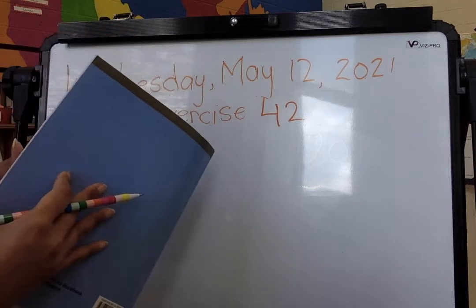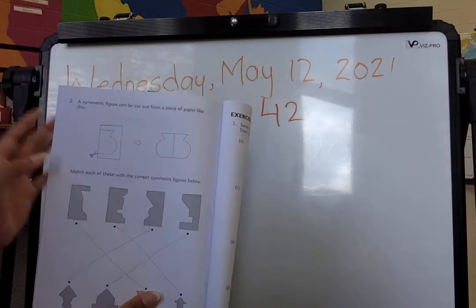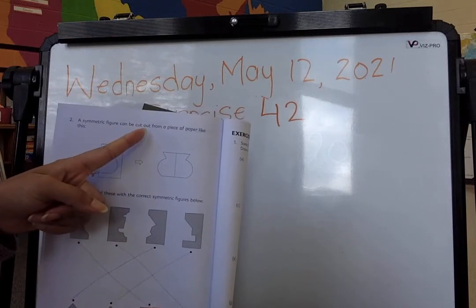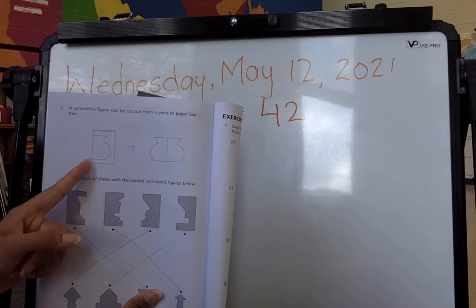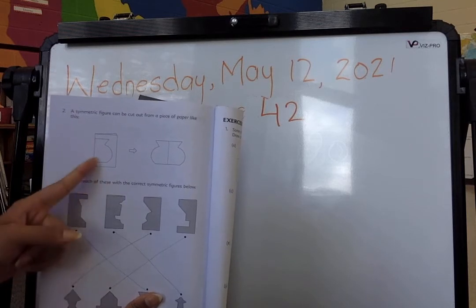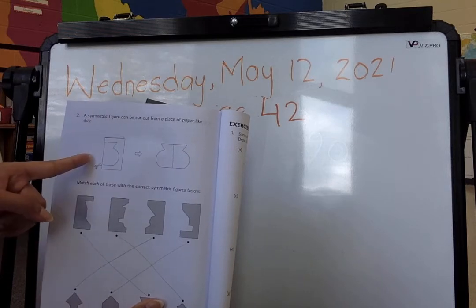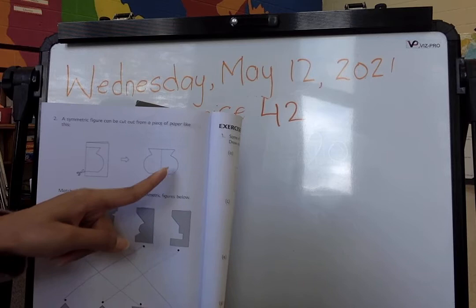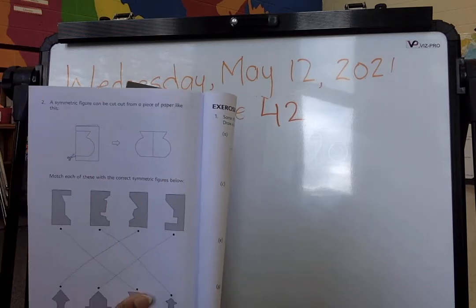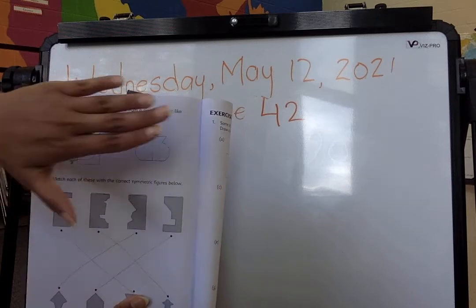Now for the next page, it says a symmetric figure can be cut out from a piece of paper like this. So they've shown you what you can do. They've said if you take a piece of paper and fold it and you draw this shape, you should get both sides and they're both symmetric, as in they're both even. They will be exactly the same on top of the other.